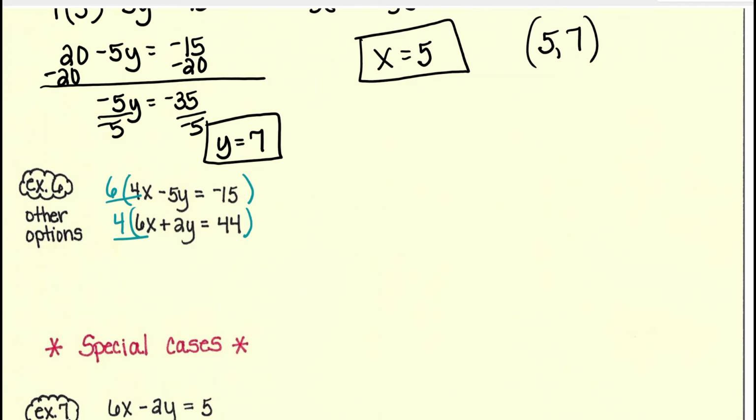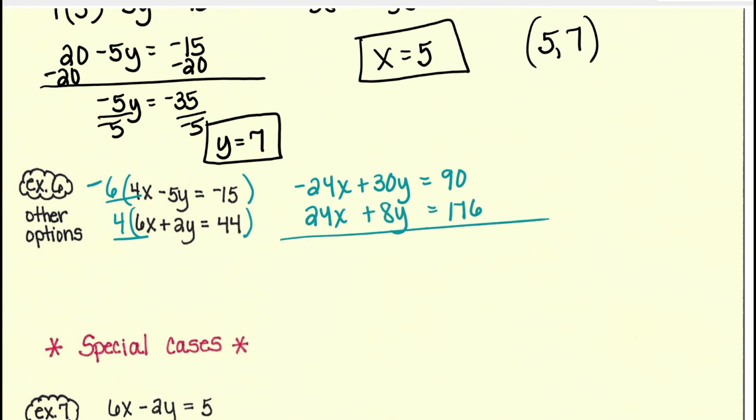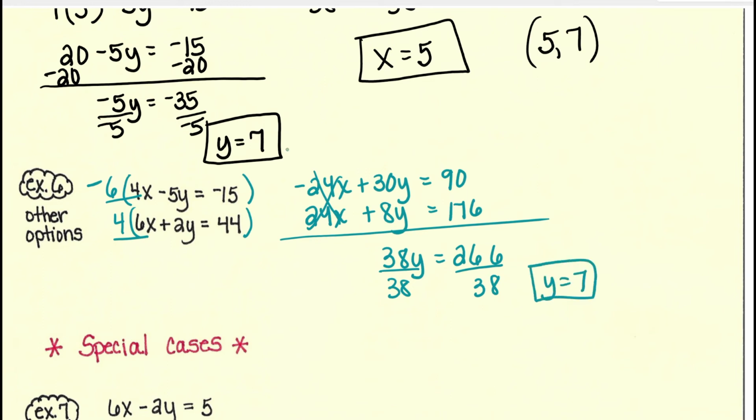However, one's got to be a negative, so that would work. That would give me negative 24x plus 30y is equal to positive 90. And then I would have 24x plus 8y is equal to 176. And so those could eliminate. I would have 38y is equal to 266. And then if I divide on that, I'm going to get the same answer that I had before of y is equal to 7.